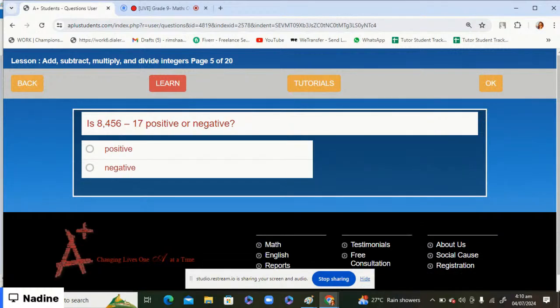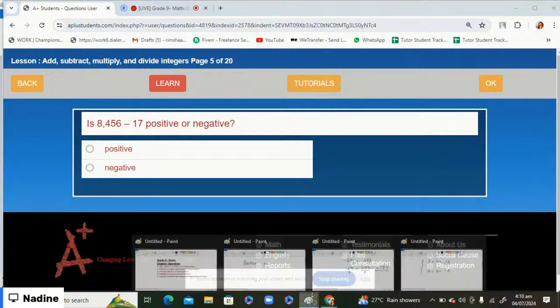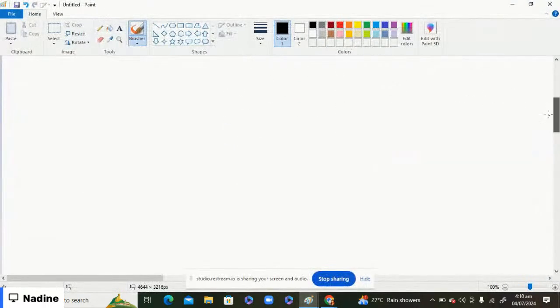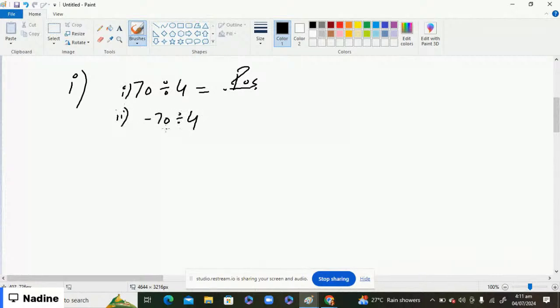These are the rules for addition, subtraction, multiplication, and division. I'm going to repeat all the rules one more time. First of all, for the division: if there are two positive numbers, for example 70 divided by 44, the answer is positive. If one is a positive number divided over a negative number, the answer is negative. Now if the two numbers are negative, like minus 70 divided over minus 4, your answer is positive. Got it? This is the rule for division.